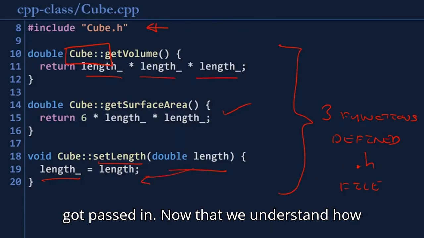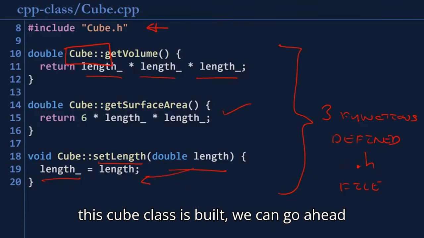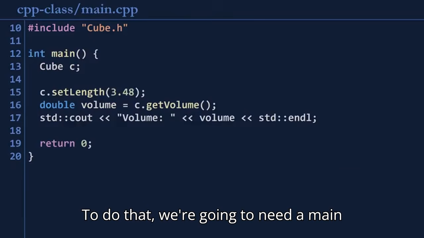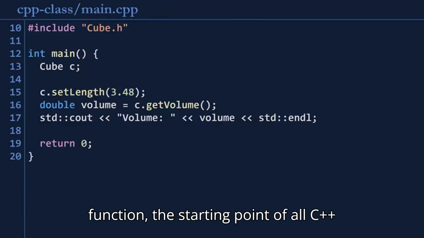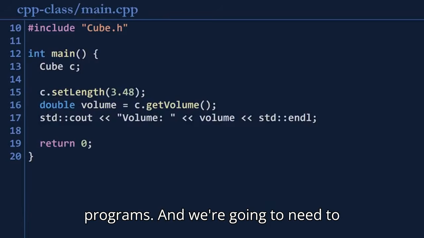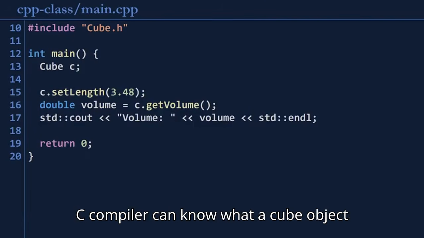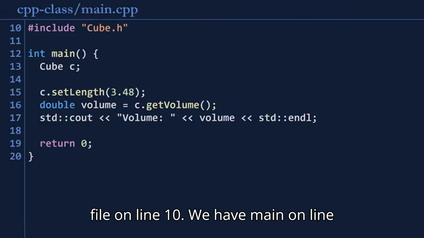Now that we understand how this cube class is built, we can go ahead and build a program using our cube class. To do that, we're going to need a main function, the starting point of all C++ programs, and we're going to need to include the cube.h header file so the C++ compiler can know what a cube object is. You'll see we've included the header file on line 10. We have main on line 12.